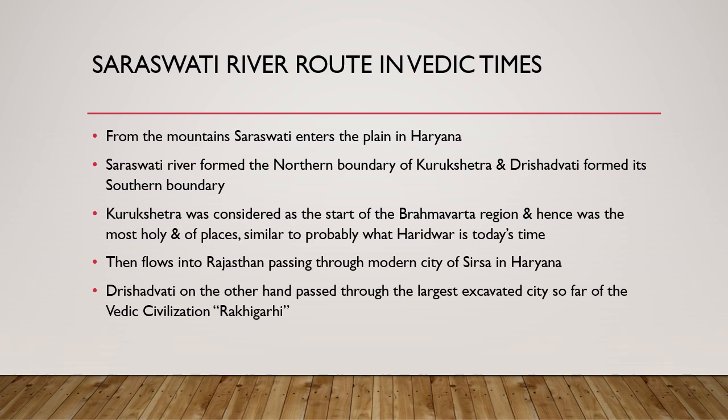Drishadvati river, on the other hand, used to flow from a place called Rakhigadi, which is very close to the city of Hansi and Hisar in modern day Haryana. Rakhigadi is the largest excavated city of the Vedic civilization so far. It's bigger than the cities of Mohenjo-daro and Harappa. In fact, looking at the size of Rakhigadi, some historians contemplate, though not with absolute confirmation, that this city could have been the capital once of the Kuru dynasty.